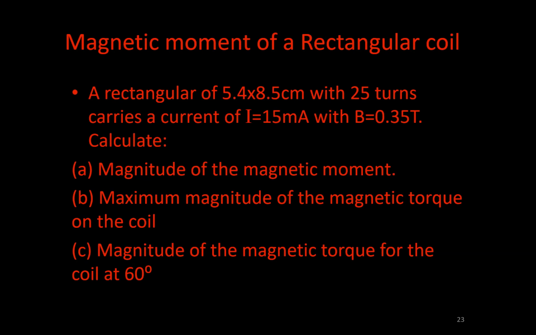So let's take a look at the magnetic moment of a rectangular coil. Here we've got a rectangle of 5.4 by 8.5 centimeters, and we have 25 turns of wire. It's carrying a current of 15 milliamps and has a magnetic field of magnitude 0.35 Tesla. And here's the things we want. What's the magnetic moment? What's the maximum magnitude of the magnetic torque on the coil? And what's the magnitude of the magnetic torque when the coil is at 60 degrees?